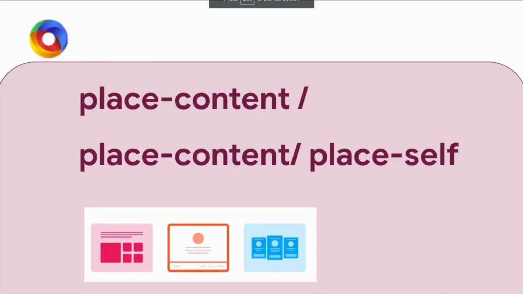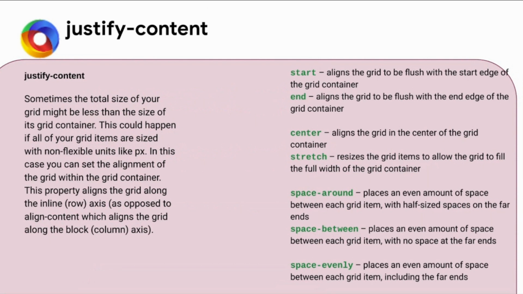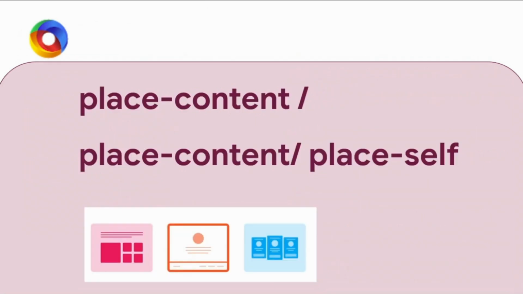Now let's see the alignment thing. That is place content, place self, and place items. So what exactly does place items consist of? Place is basically a combination of justify items and align items.